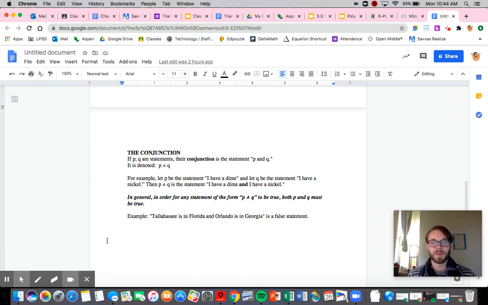And what's the most famous conjunction other than and? So the way that we actually denote that is we're saying if P and Q are statements, their conjunction is the statement P and Q. And we do this using this symbol, this little caret looking thing. Okay. And all we're saying in this sense is if your P is the statement, I have a dime, and Q is the statement, I have a nickel. P and Q is I have a dime and I have a nickel. That's it. That's all that we're doing when we're putting these together.